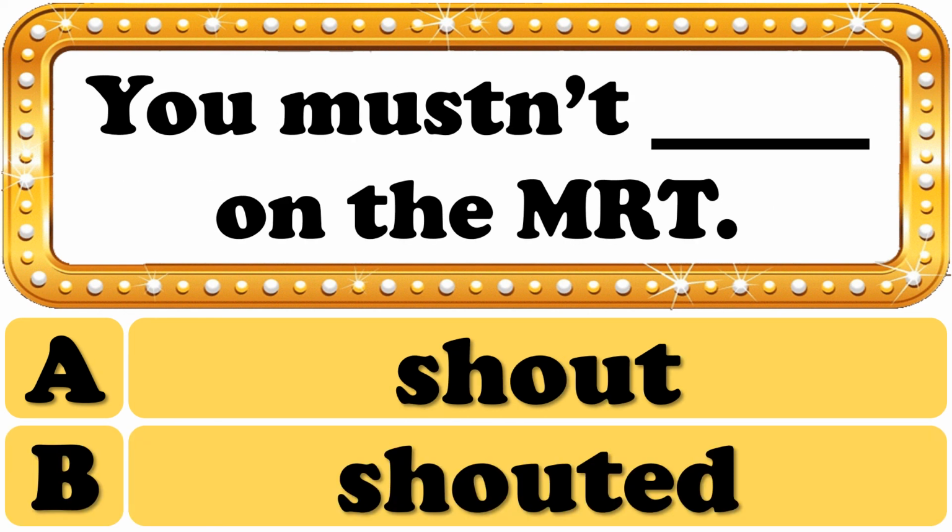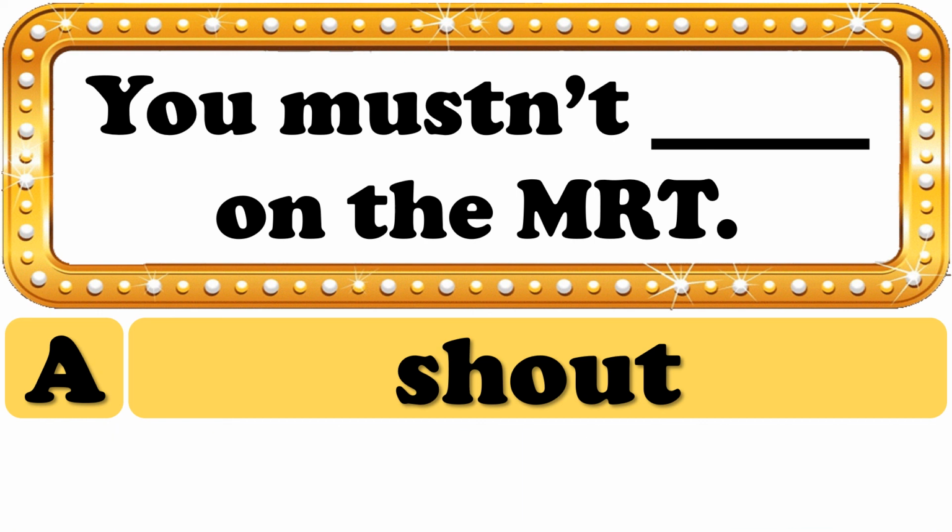Try this one. How would you finish this sentence? The answer is A. You mustn't shout on the MRT. We don't need to change the verb. We don't need to add ed. So A is the correct answer here.